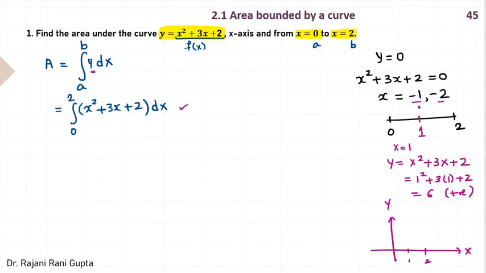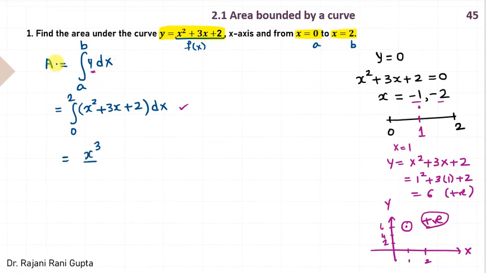So the value is 6, 2, 4, 6. So it's here. So your value is positive, which means you don't need to take the mod. So you'll use this integral only. So now it's a definite integral.